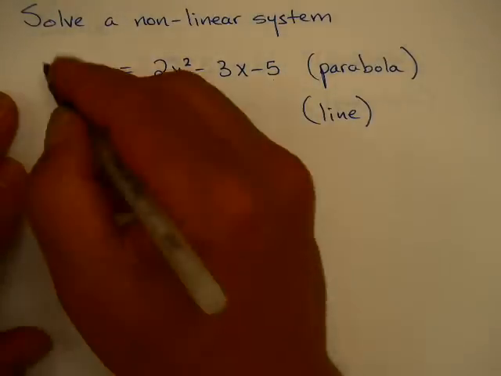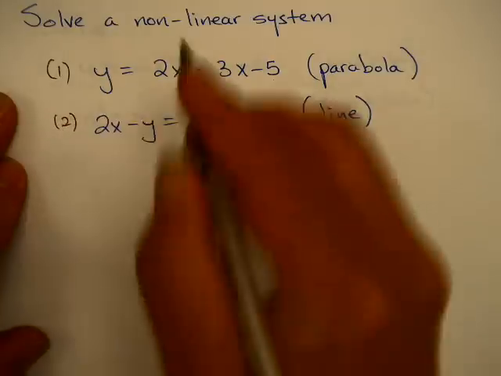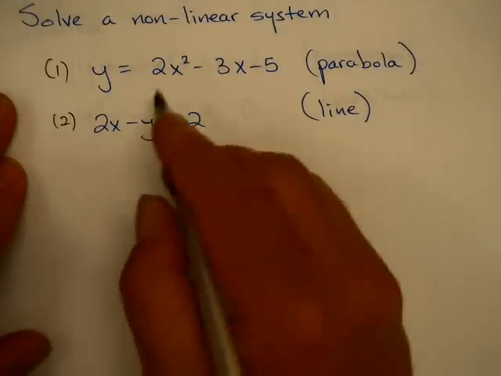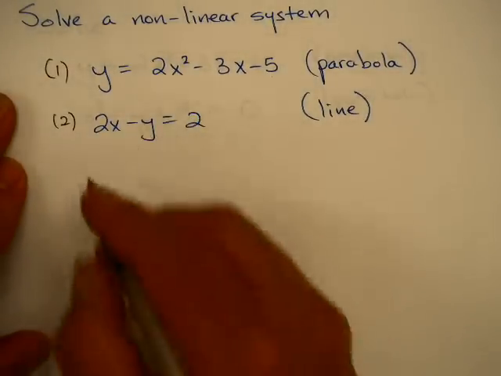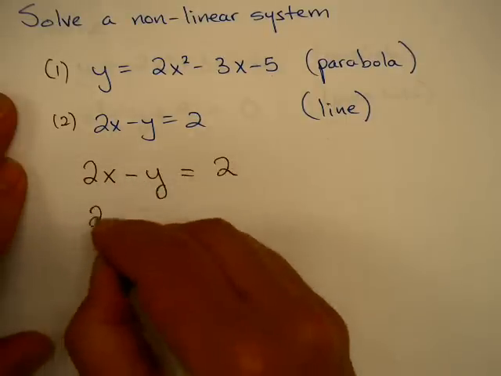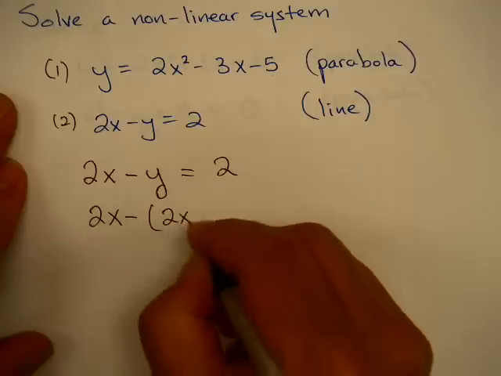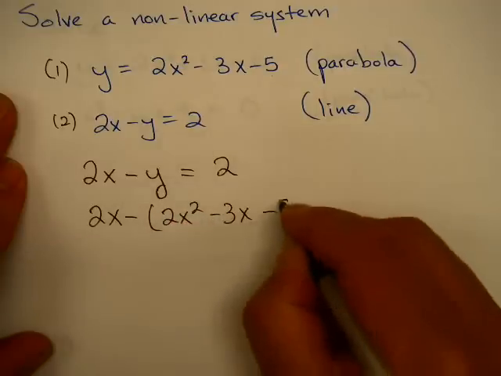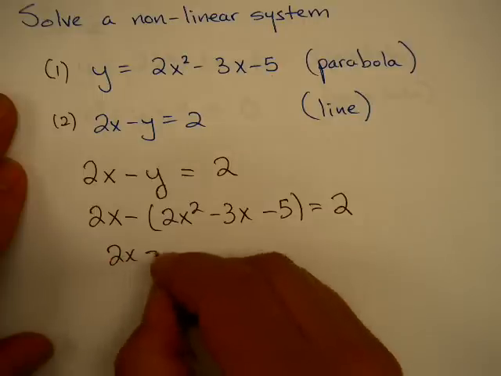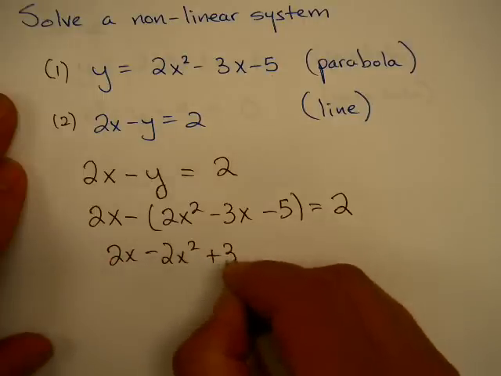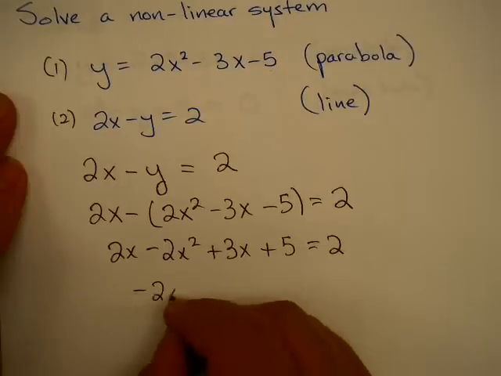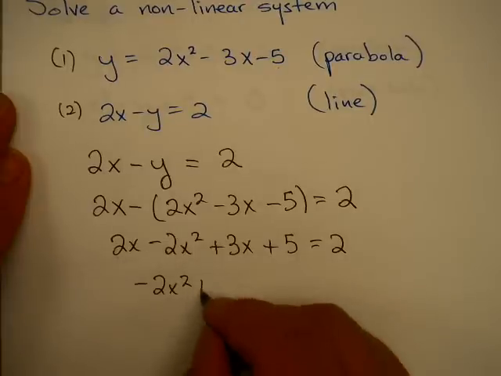Now, if you look closely at this system, you'll see that the first equation is already solved for y. It already has y alone. So I'm just going to substitute the first equation into the second. So instead of 2x minus y equals 2, I'm going to write 2x minus the quantity 2x squared minus 3x minus 5 equals 2. If I simplify this, I get 2x minus 2x squared plus 3x plus 5 equals 2. That gives me minus 2x squared. 2x and 3x is 5x.